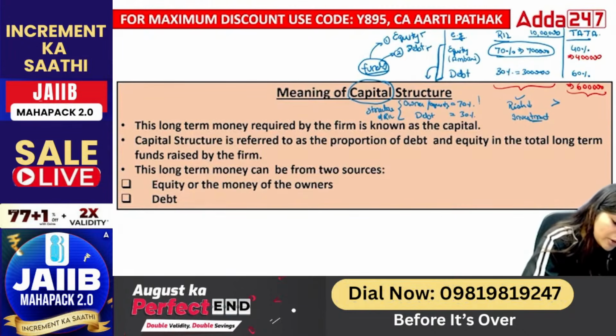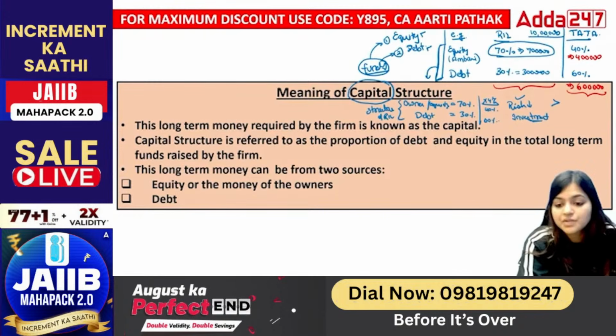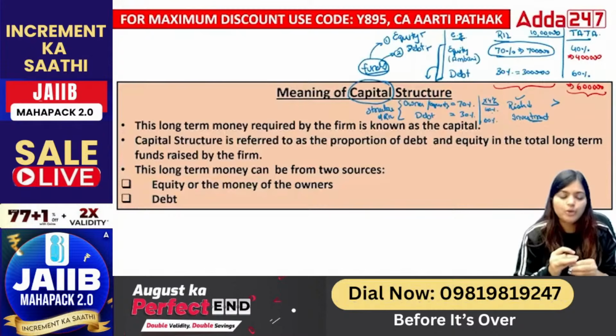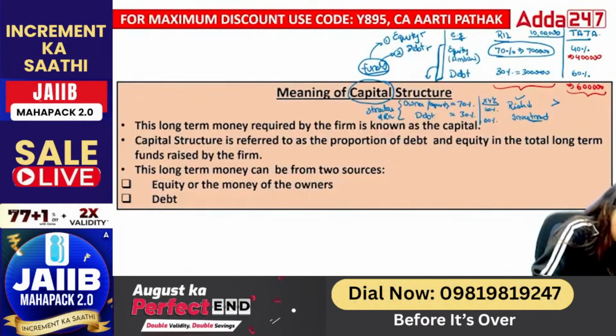Okay, and now can you tell me what is the structure of XYZ company? The structure is owner's fund is 40% and debt is 60%. This is the structure, that in a company, how much we have borrowed and how much we have invested as an owner. So this is what structure is. Correct? So the long-term money required by the firm is known as the capital.